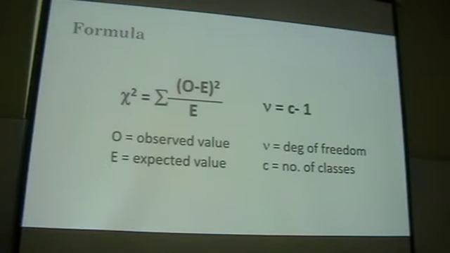In this case, O is the observed value and E is the expected value. V stands for degree of freedom and C is the number of classes. I want you to make some annotation because some of you might be confused. What is the number of classes? So in your own lecture notes, put down there the number of phenotypic classes. Maybe that will make it easier for you.